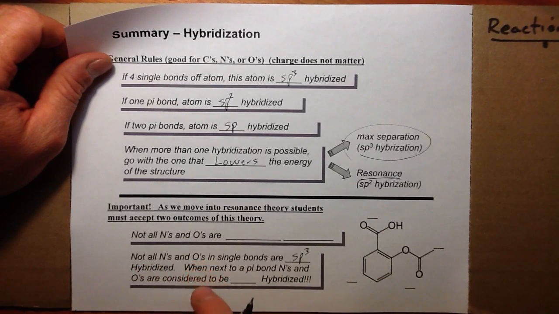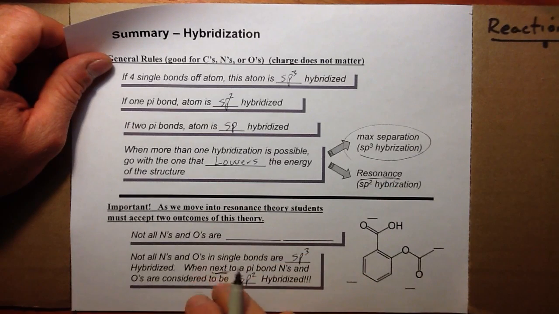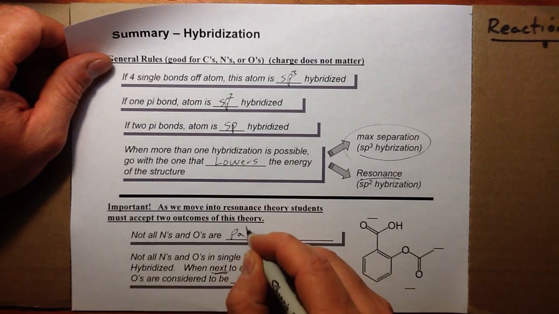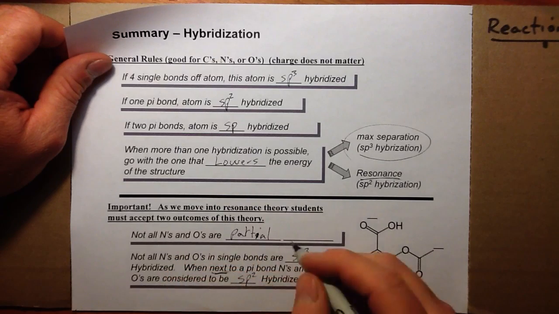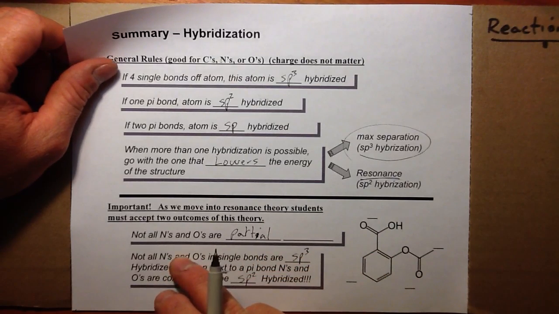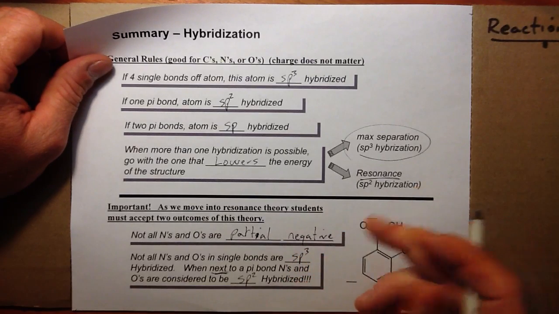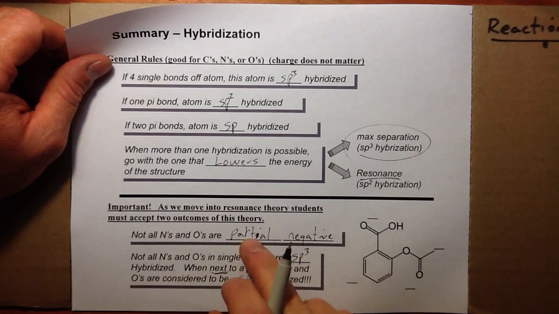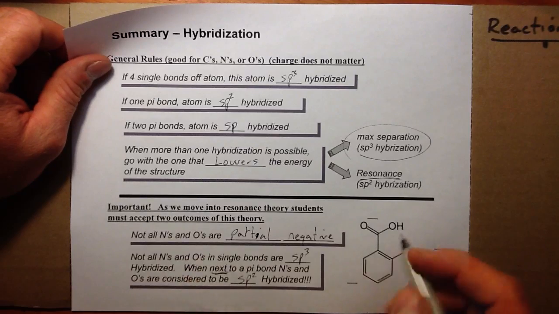When these N's and O's with lone pairs are next to a pi bond, not in a pi bond, but next to a pi bond, they're going to be considered to be sp2 hybridized. It's going to be because of resonance. And because of that, when those N's or O's are next to a pi bond, they're often partially positive. So the rule that most students want to go by is that all N's and O's are partially negative. That is not true. People want to just go with a simple rule, N's and O's are more electronegative, therefore they're always partially negative. No, it's not always true that N's and O's are partially negative.